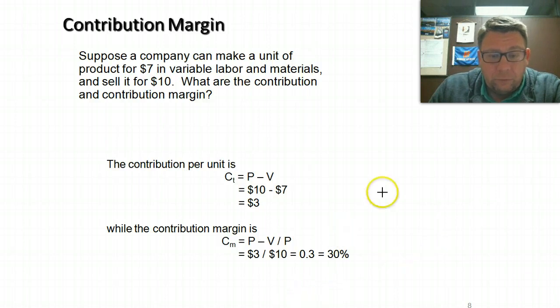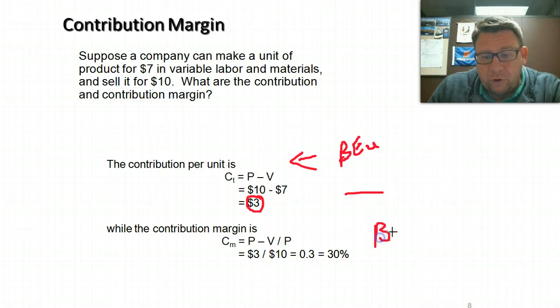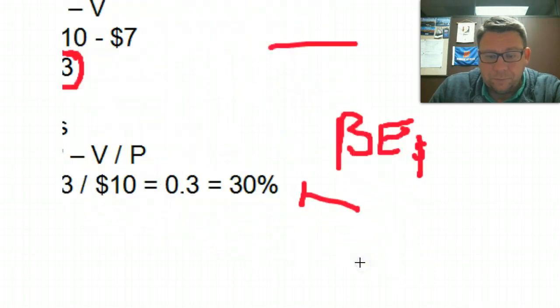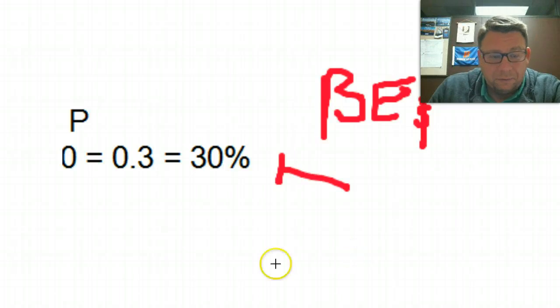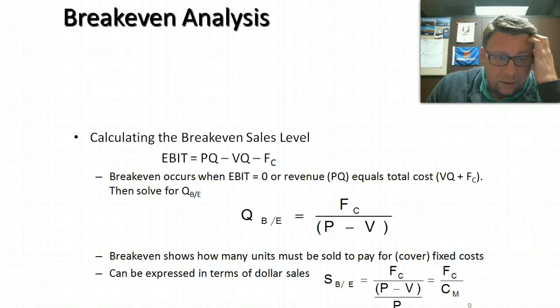When we're doing break even in units, we use contribution margin per unit. And when we do break even in sales dollars, we use the contribution margin ratio.